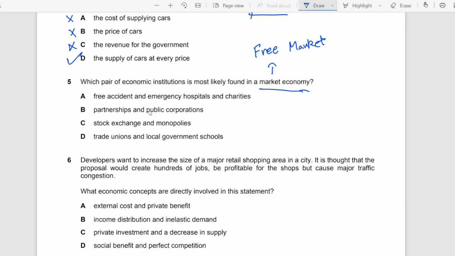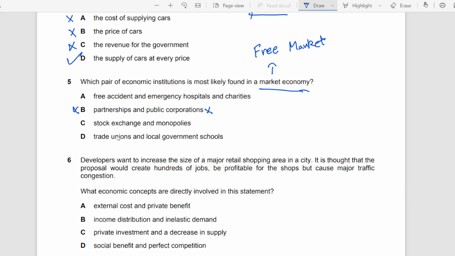All right. Which pair of economic institutions is most likely found in a free market economic system? Free accidents. Oh, what's that? Free accident emergency hospitals and charities. No, it's charities, emergency hospitals and charities. Free accidents sounds awkward here. Let's look at other options. Partnerships and public corporations. Well, public corporations are government entities, so they cannot be a part of the market economy, so this is going to be wrong.